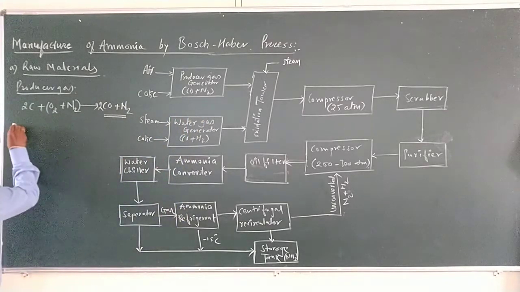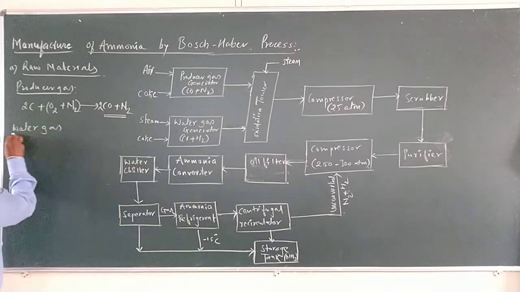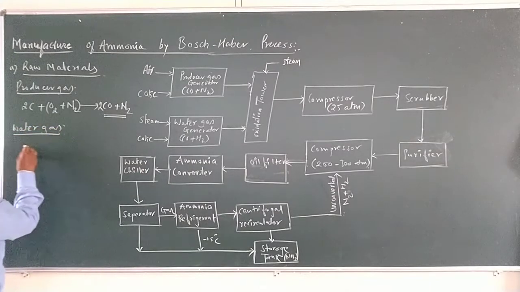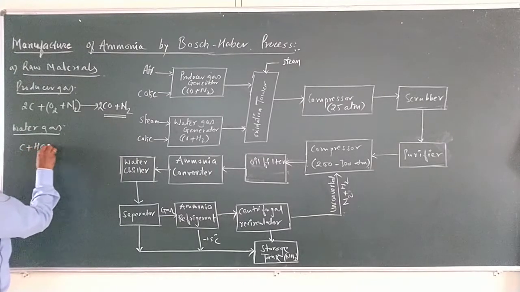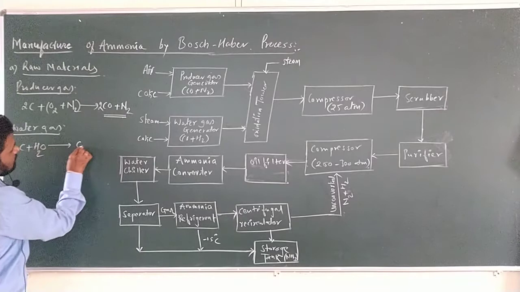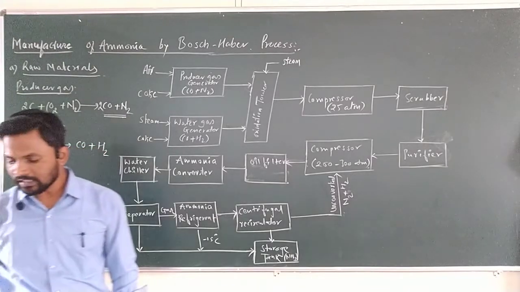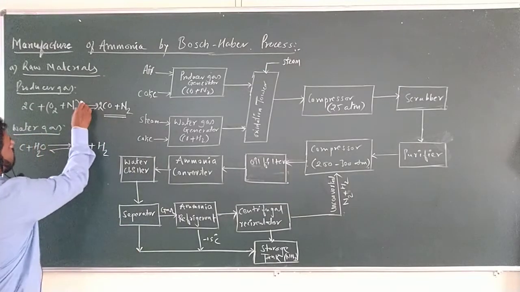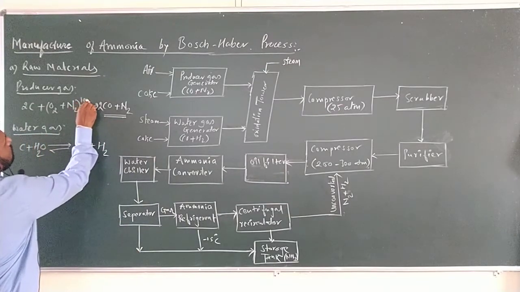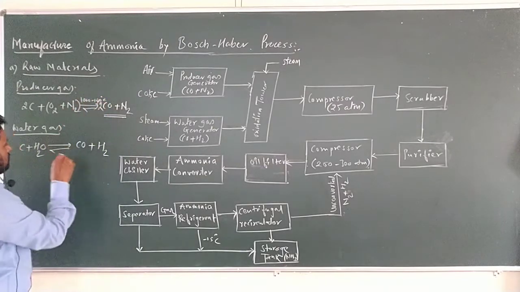In case of water gas, see what happens. Coke plus H2O, that is steam, forms carbon monoxide plus H2. So these are the reactions. Here we can see the temperature, which is approximately 1000 to 1400 degrees Celsius, for a reversible, exothermic reaction.